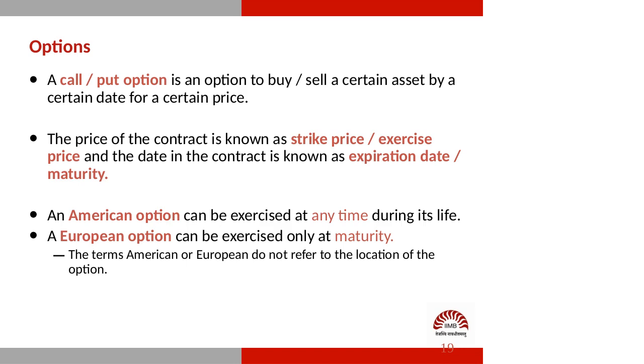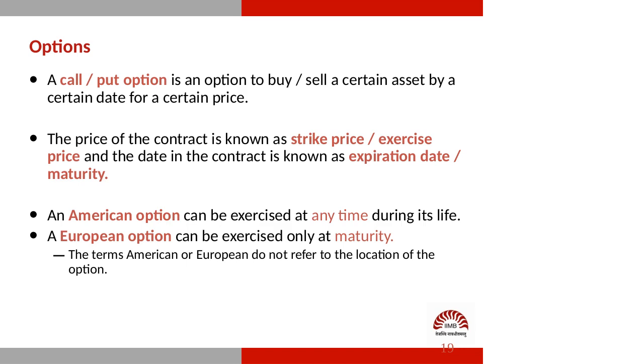So at any point during the life of the option, you can exercise an American option. You can exercise it only once. So it's basically like this. Let me give you an example to highlight the difference. A friend of yours invites you for dinner.